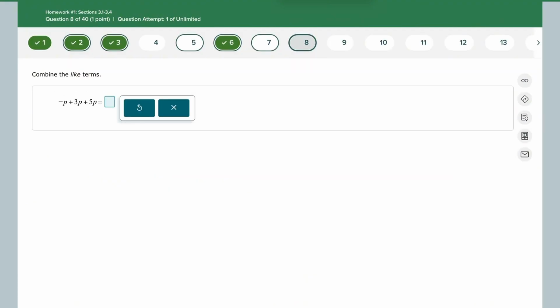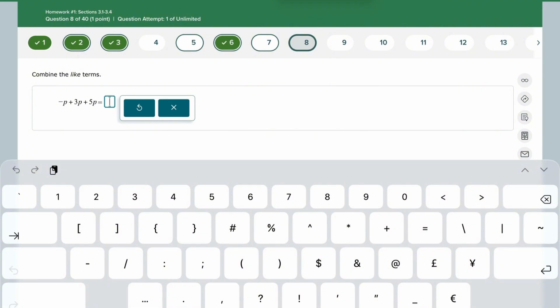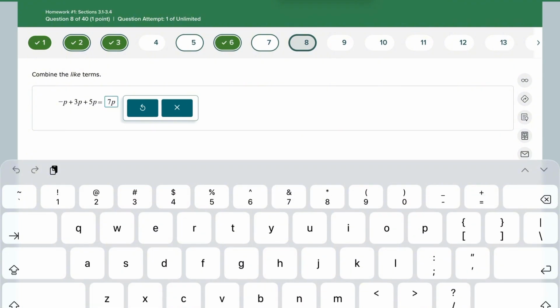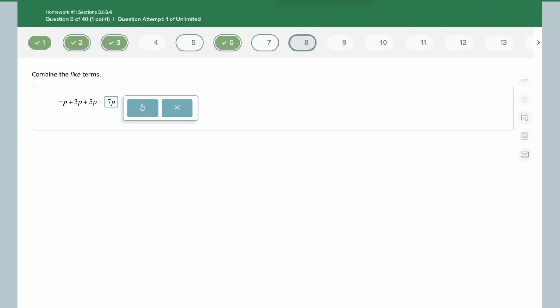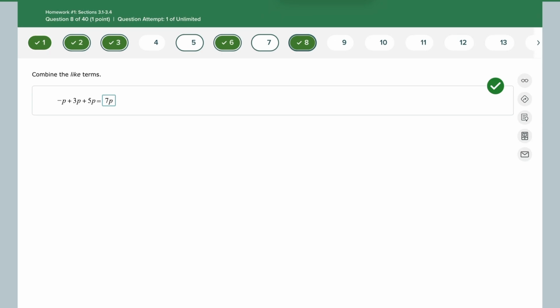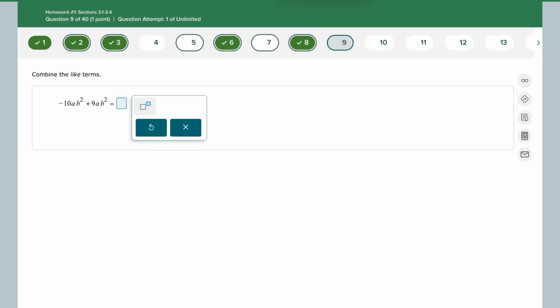And then combining like terms here, we end up with negative p plus 3p, which is 2p, and 2p plus 5p is 7p. Moving on. So these are like terms, and so all you need to do, when I look at this, I see negative 10 plus 9, which is negative 1. So I'll let you handle that.